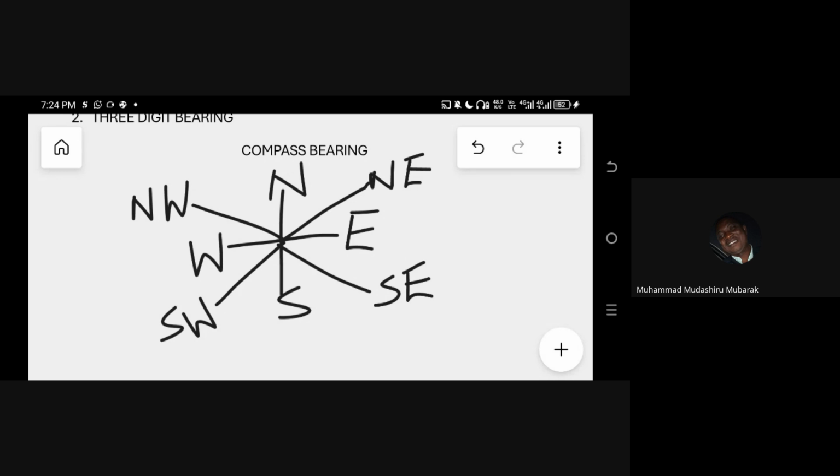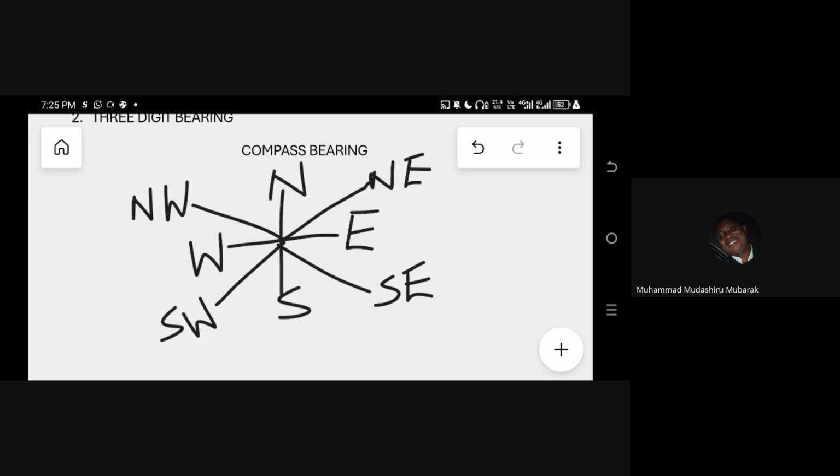So notice how a compass bearing is only read northward or southward. If you notice, you only have northeast, northwest, southeast, southwest. This is to say that compass bearings are read either from the north or from the south. That's how you read compass bearings.